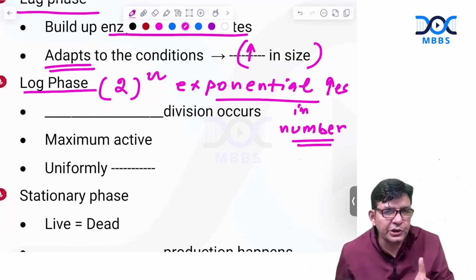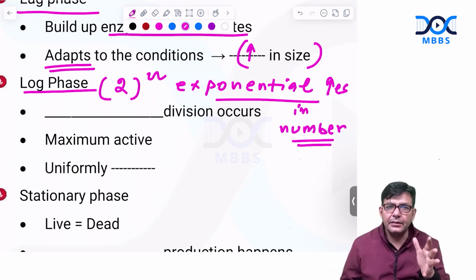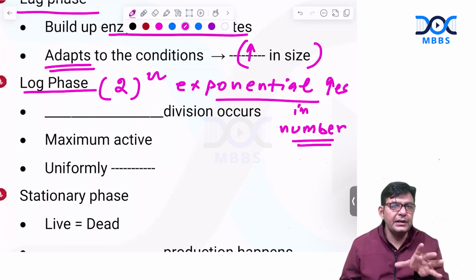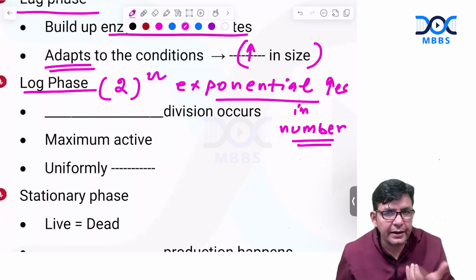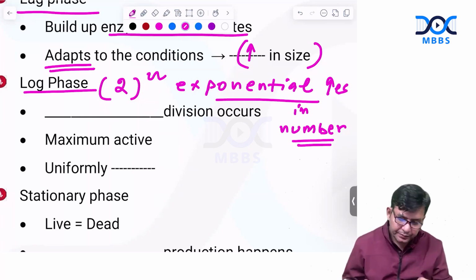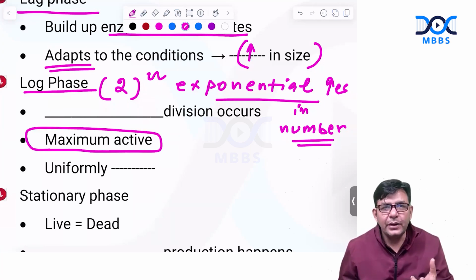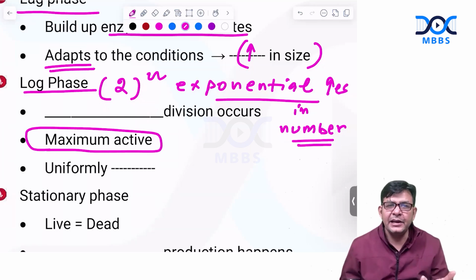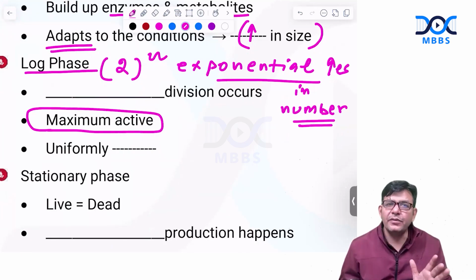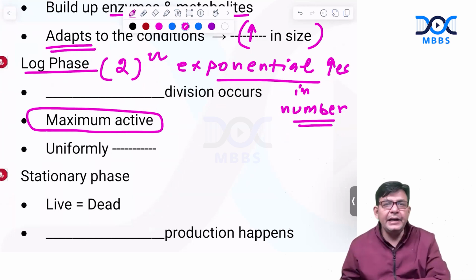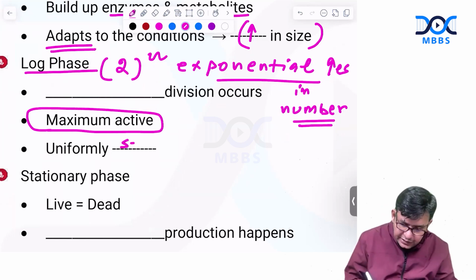And the examiner will try to dodge you by asking: the number increases, but what is not increased? Growth rate. So to the power n, exponential increase is there in the numbers. The bacteria will be maximum active, as you are maximum active in the second year of MBBS. That is the log phase. Maximum active, and this is the ideal phase in which the bacteria will be uniformly stained.